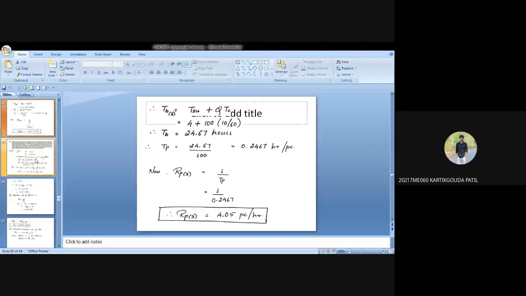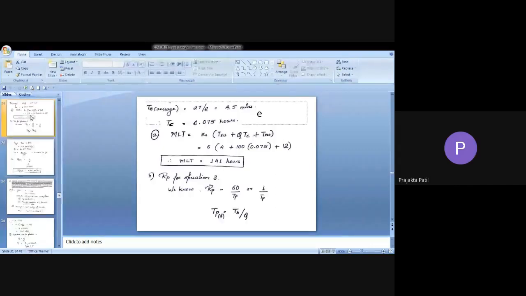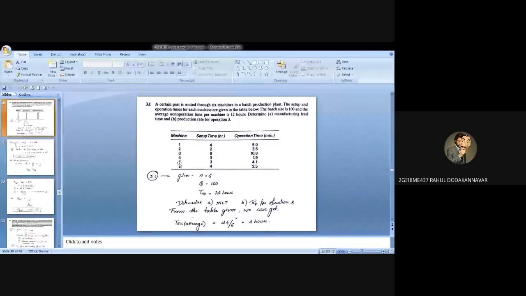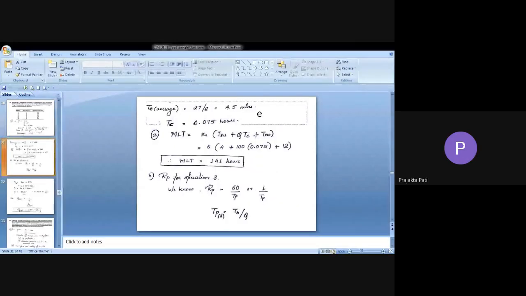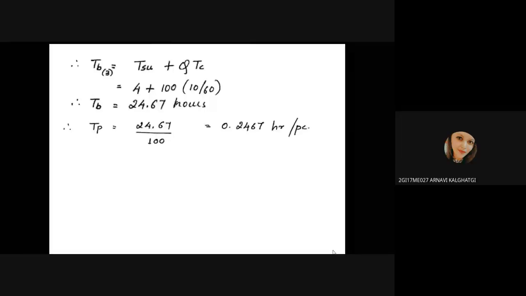Sorry, one second. I'll just refer back to the data. Setup time for third. We have to take specifically only the third operation, right? So it is 8, right? Yeah, you'll have to take it with respect to operation 3. So it will be 8, and I have taken 10 minutes by mistake. So it is going to be 8. So please change this 4 to 8.